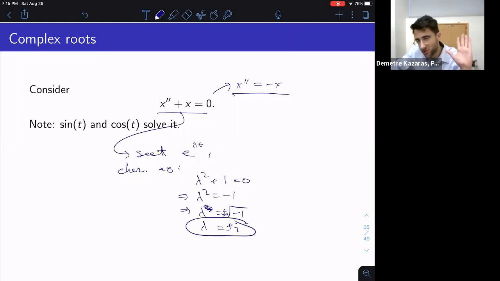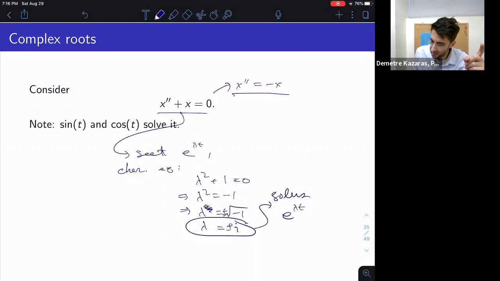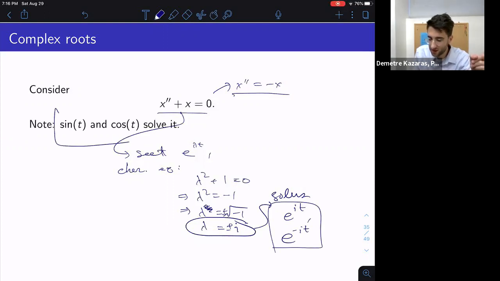Anyway, there's some funny business going on here, because we got sine and cosine solutions on one hand, but on the other hand, we're supposed to get exponential solutions. So what's going on with that? So, this gives us solutions e to the lambda t, where lambda is i: e to the it and e to the minus it. So we got sines and cosines solving this, and we also have complex functions solving this.